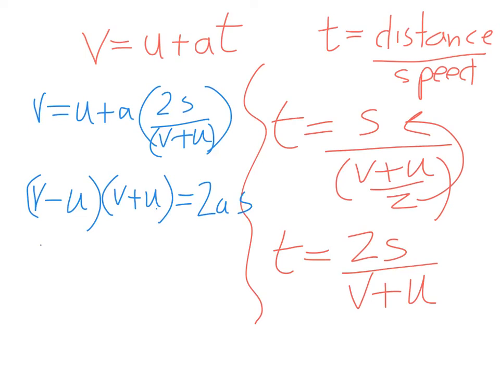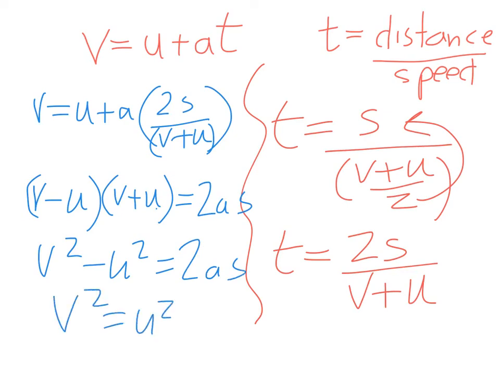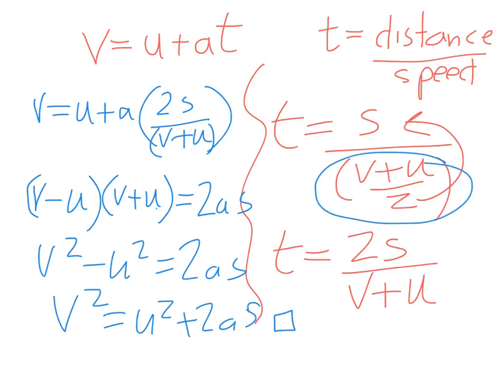There we have the difference of 2 squares. v squared minus u squared equals 2as. So v squared equals u squared plus 2as. And that's the solution. Usually we put a square box to show we've done it. Okay, so that's the whole question. Obviously that's not for everybody, but that's the proof of the formula, and I hope that's not too bad. I think you can work it out as long as you remember that when you're using the formula, that's your speed, v plus u over 2, the average speed.